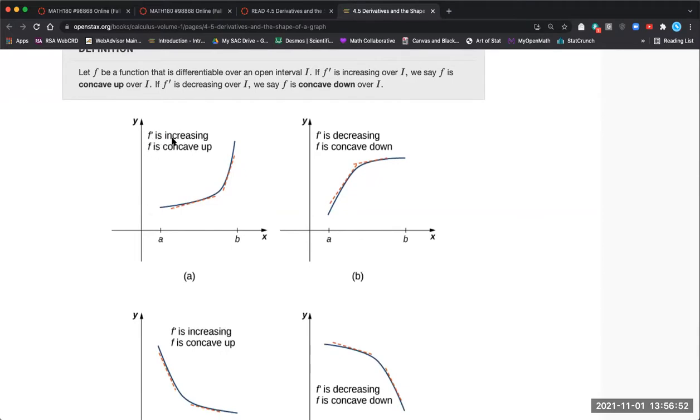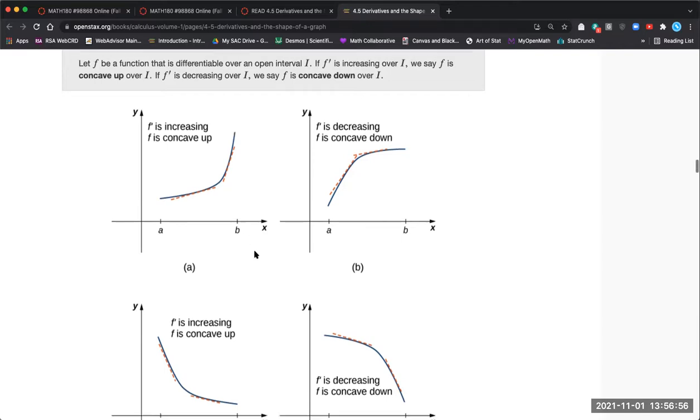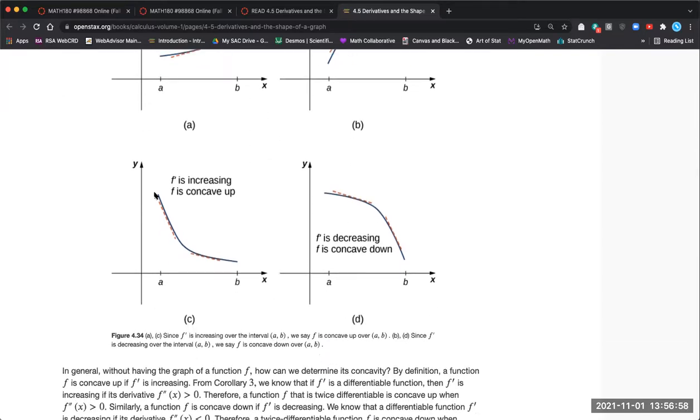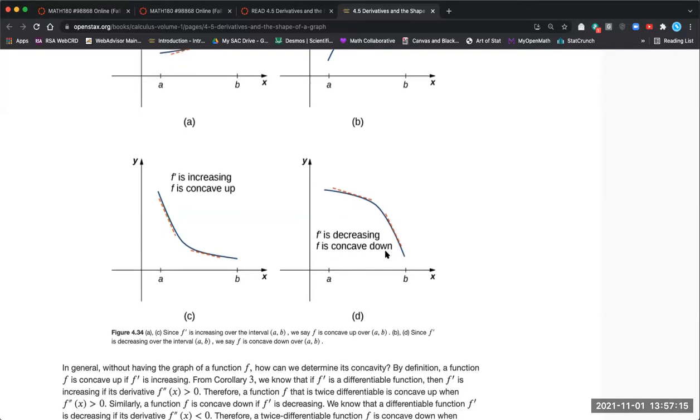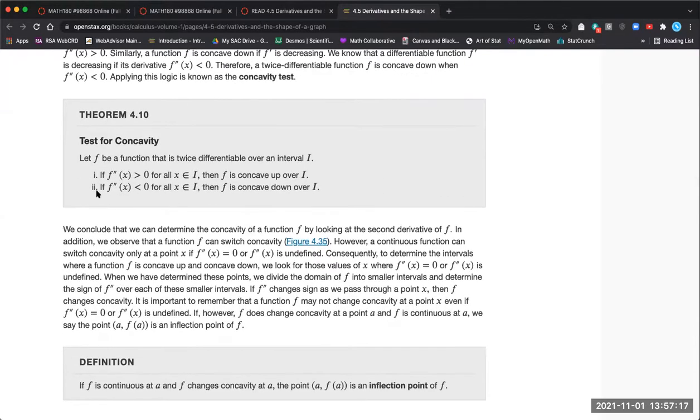The derivative is increasing. It's not that it's positive, but that it's speeding up. You can see in these graphs, concave up here, there's this quick bend, and then it levels off. So imagine again, we're looking at the rate of change. Is the derivative increasing or decreasing? That leads us to the test for concavity, or the second derivative test.